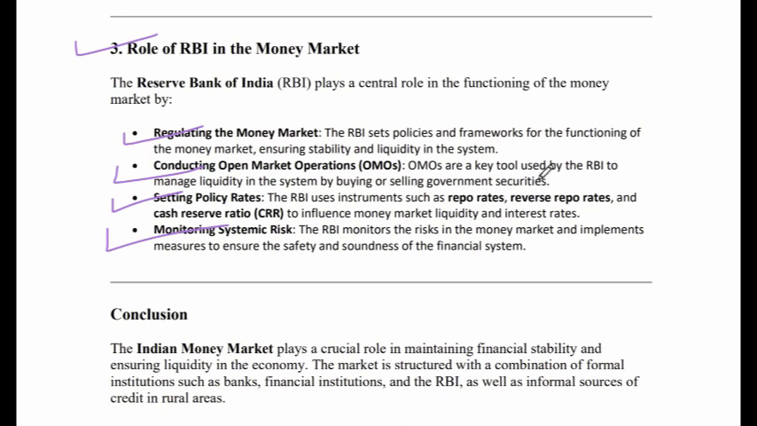Open market operations are key tools used by RBI to manage liquidity in the system by buying or selling government securities. If RBI feels, or if government feels, that there is very high inflation, then it may suck out money from the market or from the economy. Setting policy rates. RBI uses instruments such as repo rates, reverse repo rates, and cash reserve ratio to influence money market liquidity and interest rates. Monitoring systemic risk. RBI monitors the risks in the money market and implements measures to ensure the safety and soundness of the financial system.